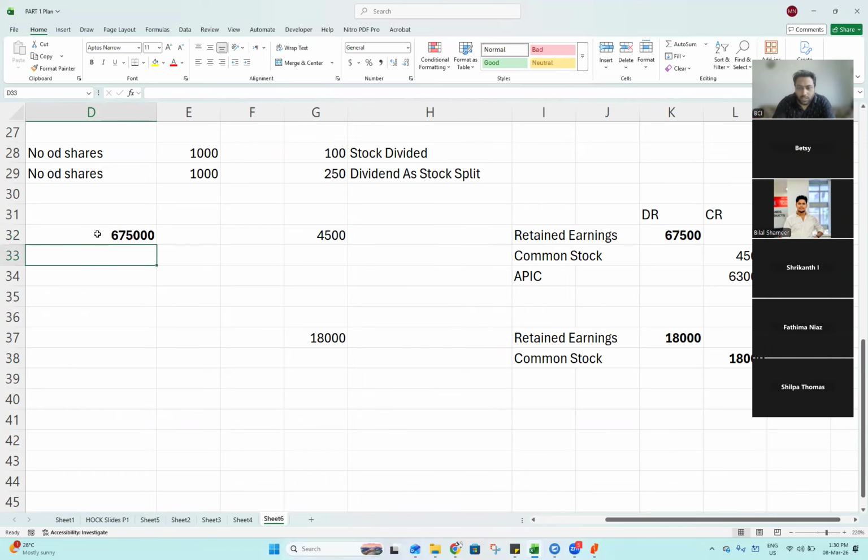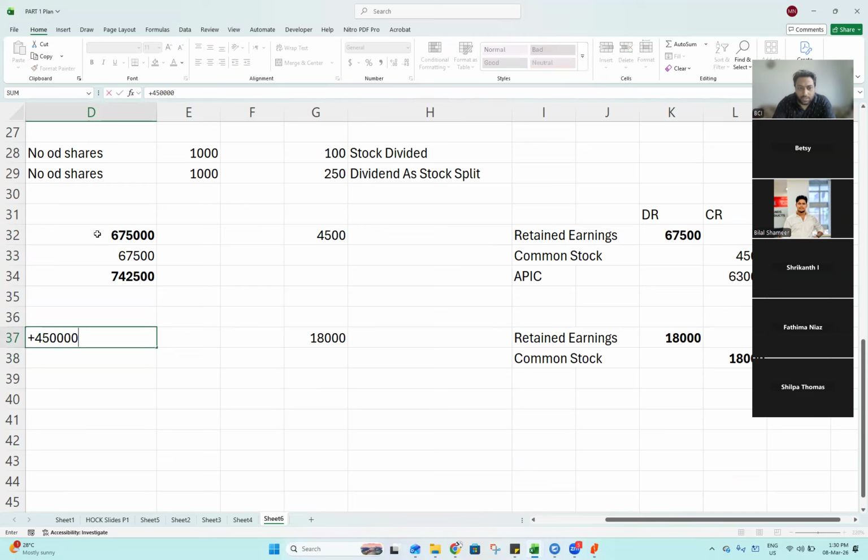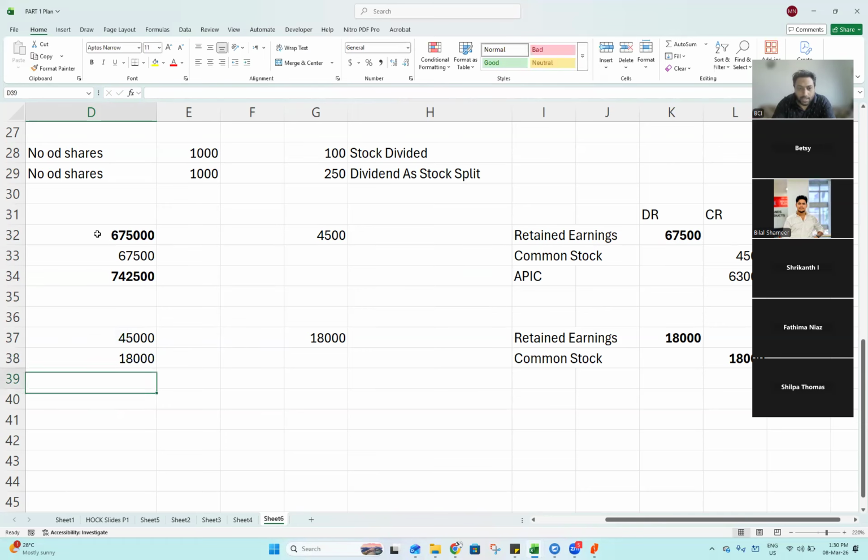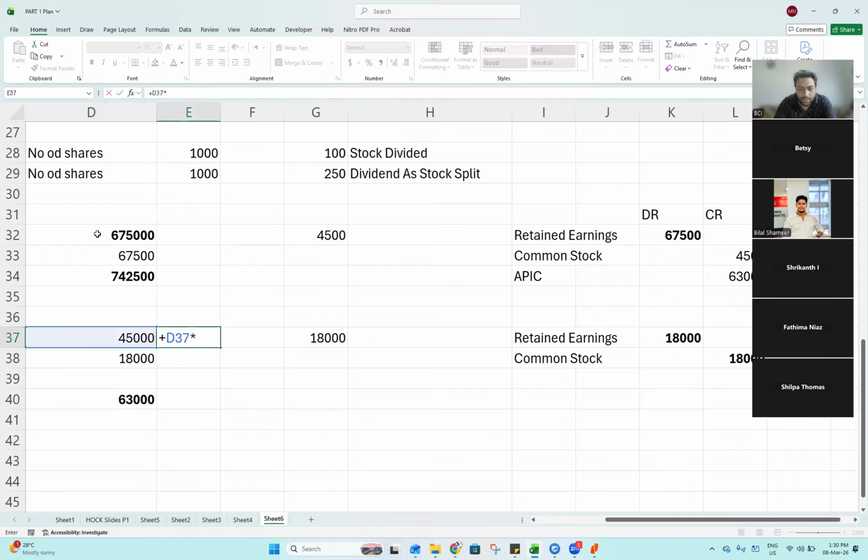Now, the new shares also issued 4,500 into 15. So the total investment I will have is 74,000. Clear? 7,42,000. Now, coming here, before it was 45,000 shares, and 40% of the shares I am giving as stock dividend. Basically, here the total number of shares is 63,000. And this is the value.